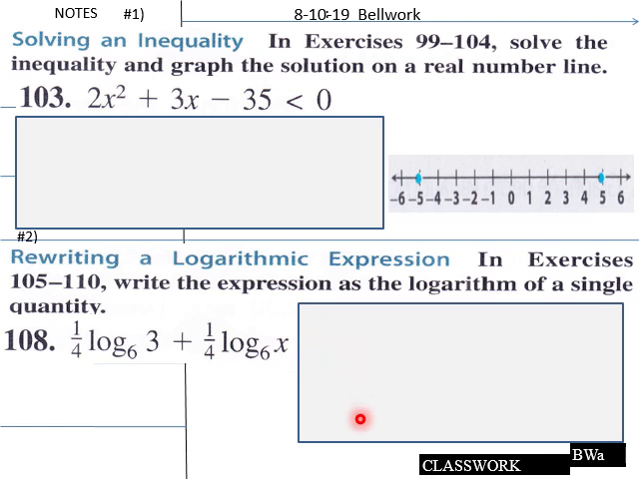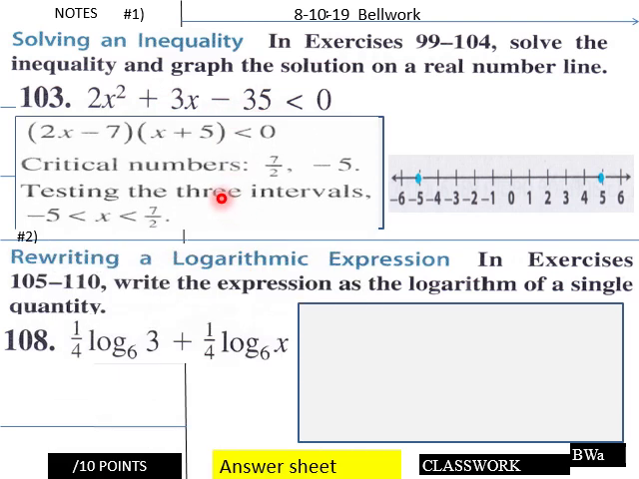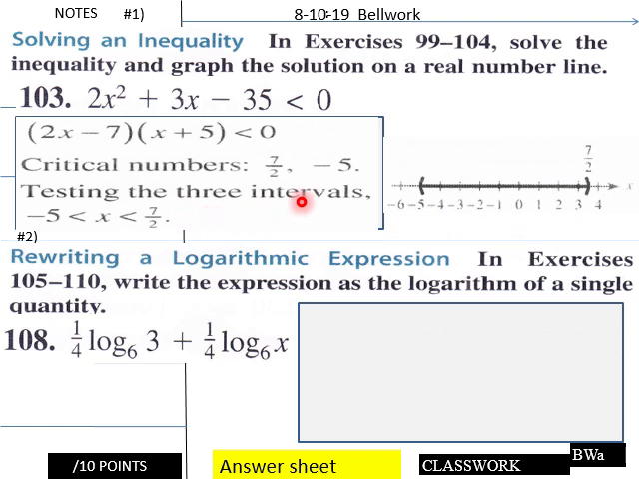Okay, welcome back for your solutions for today's bell work. For our first one up here, to solve that inequality, factor this down into two binomials, and then our critical numbers here will be 7 over 2 and -5, your zeros. Then test the three intervals. You can test your inequality here: -5 < x < 7/2. That would be your graph of this inequality. And it's an imperfect inequality, so these are open.